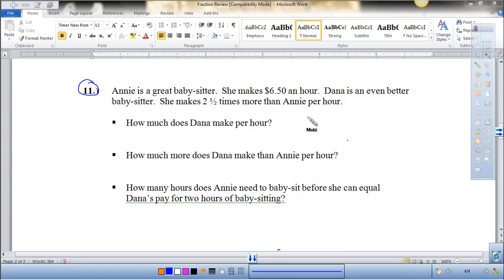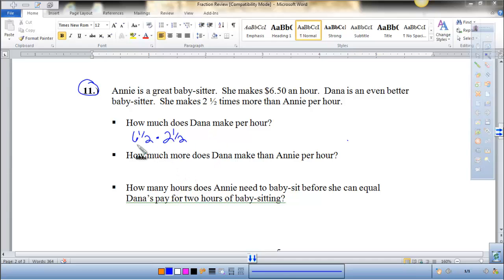She makes $6.50 an hour, but Dana's even better, and she makes 2.5 times more than Annie an hour. So it first says how much does Dana make? Well, we have to look at what Annie makes, and she makes $6.50 an hour. And Dana makes 2.5 times more. So we need to multiply this by 2.5 times more. So here's your fraction, 6.5 times 2.5.